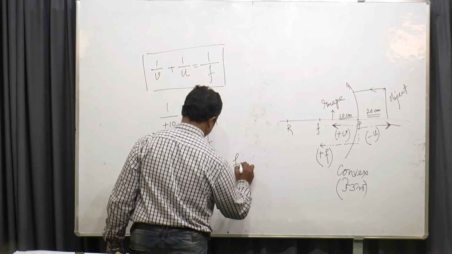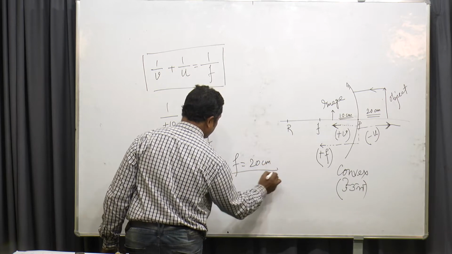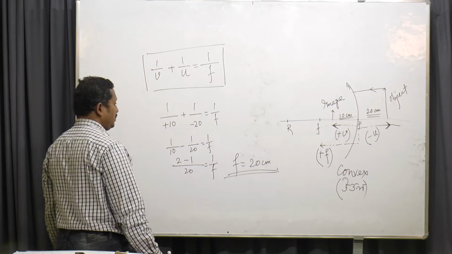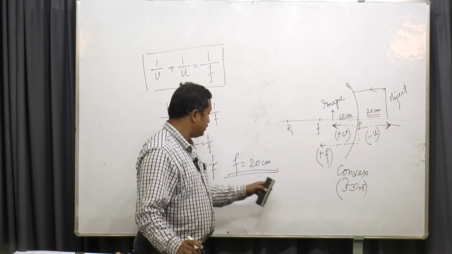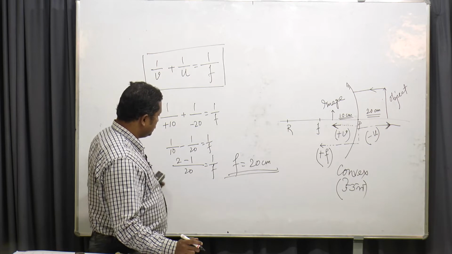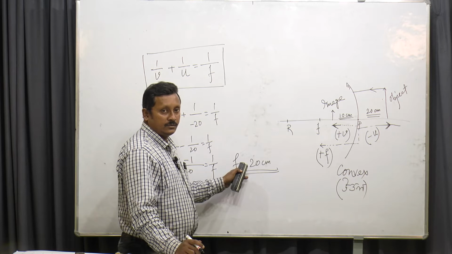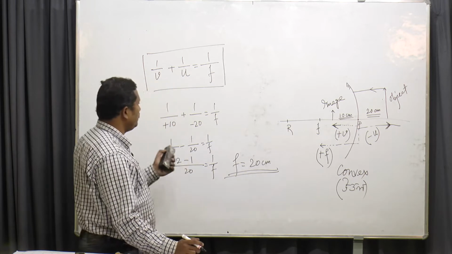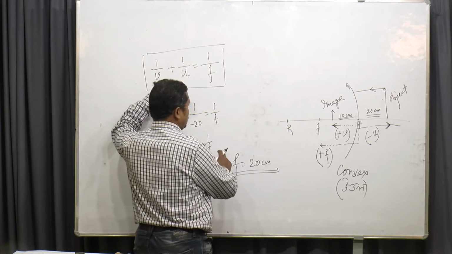So f is equal to 20 centimeter. Now you see the focal length of convex mirror is positive. That's why, as I have used this sign here already, the value came as positive. So this way you have to use the values in the equation including the sign convention.